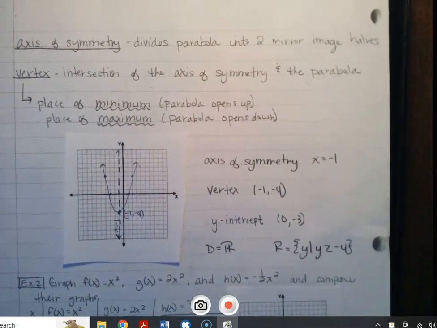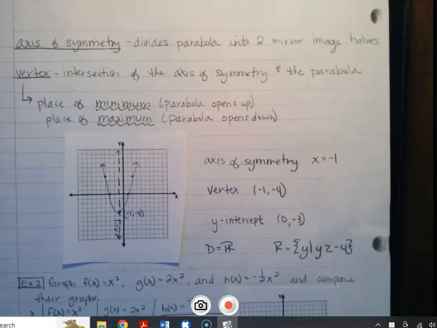Where it says axis of symmetry or line of symmetry, you're going to see it both ways in your textbook. It divides a parabola into two mirror image halves, which you guys just did. The vertex is the intersection of the axis of symmetry and the parabola. That's what you guys used earlier. You said it's down here, -1, -4, and told me to draw the line there. That's the vertex, where your axis of symmetry and your parabola intersect.